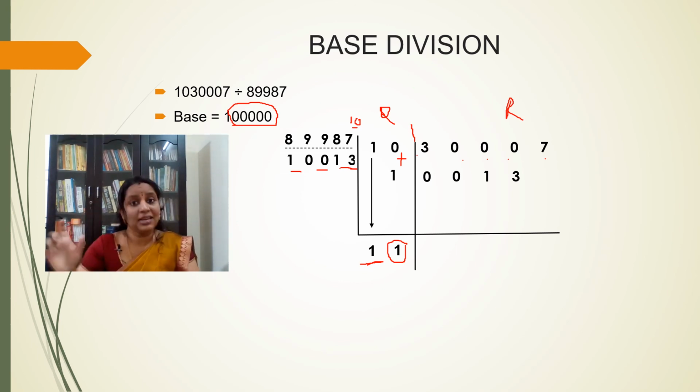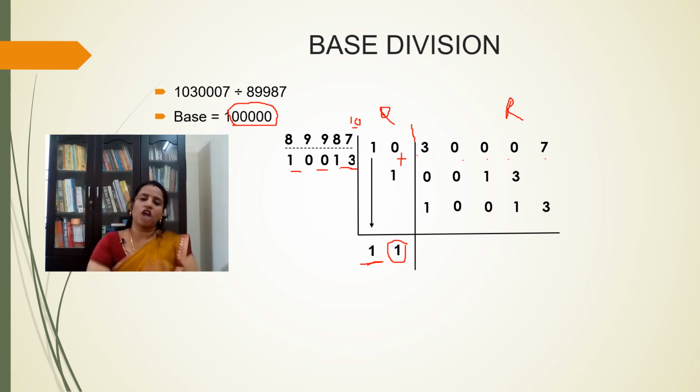Okay. In the remainder part, we need not go for the multiplication. We can directly add and give the answer. So 1 into 1 will give me 1, which I take to the next succeeding position. Then 1 into 0 is 0. Then 1 into 0 is 0. 1 into 1 is 1. And 1 into 3 is 3. Okay, now I have got it.